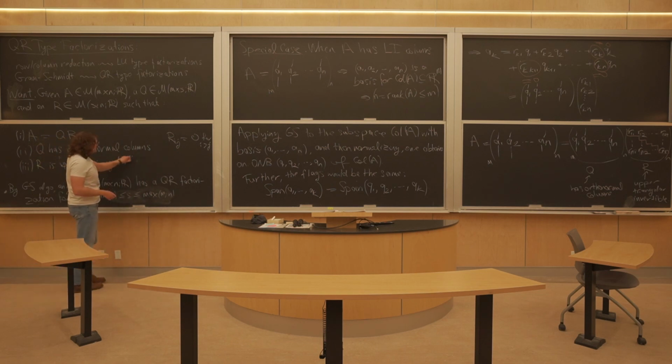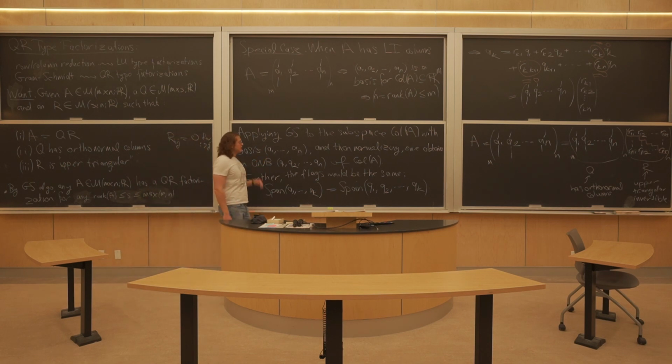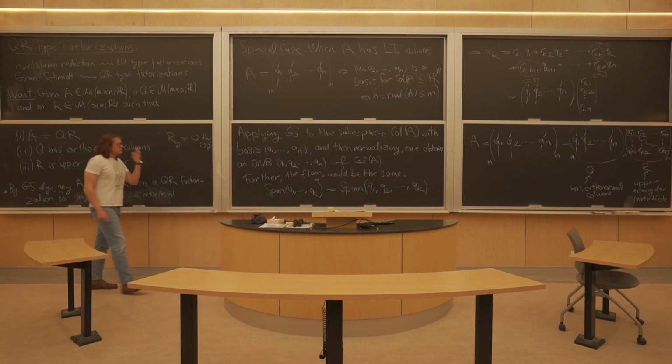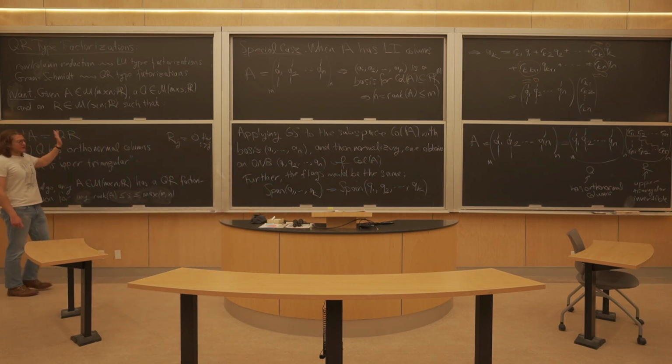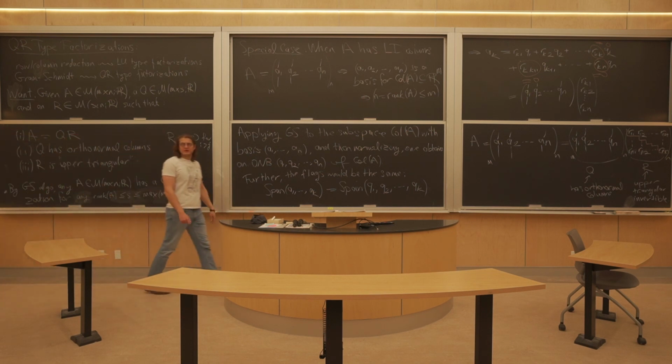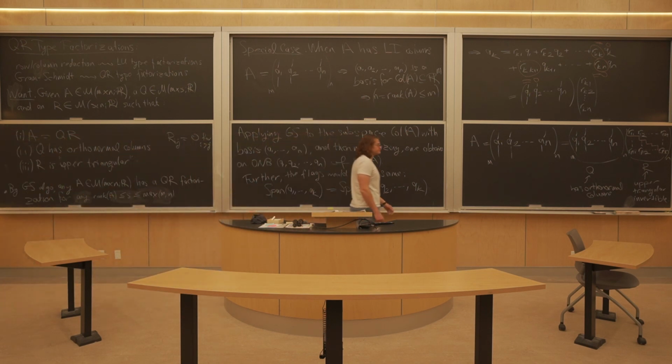So the idea is that you start with the matrix, you apply Gram-Schmidt, that gives you an orthogonal basis. You normalize them to get an orthonormal basis. You put those basis vectors into the columns of a matrix. That's going to be your Q. Whatever is left is what I mean by upper triangular. Any other questions?